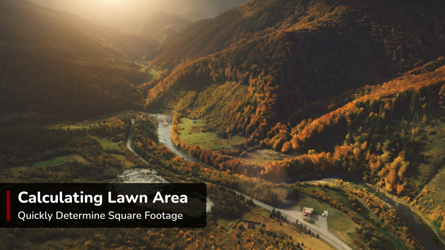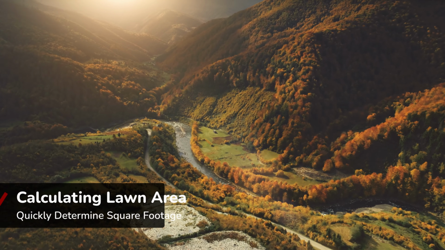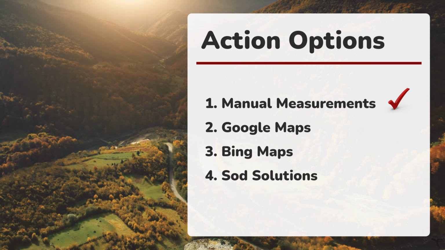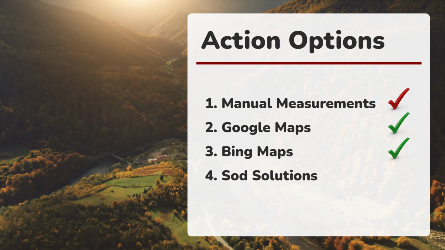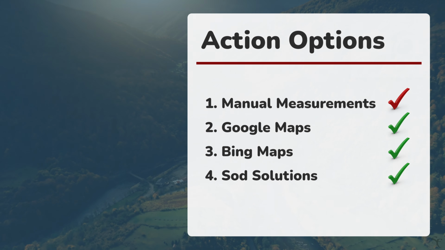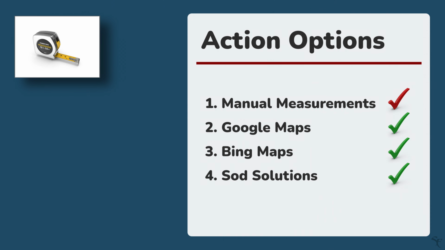We're going to review 4 methods for determining square footage and area: manual measurements, Google Maps, Bing Maps, and Side Solutions. Manual measurements, although a great method, is not the best based on the target that we've established of something quick and easy to implement. Something that you could just get in and get out and have the information needed very quickly. And manually measuring just doesn't do that.